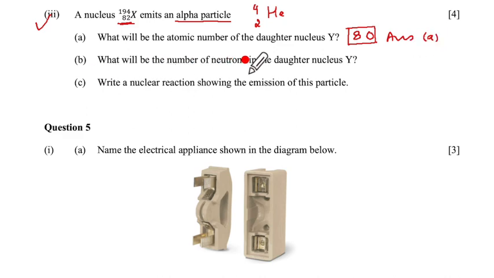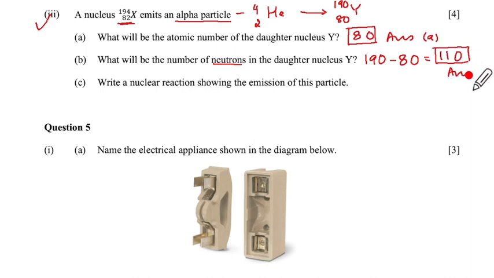B. What will be the number of neutrons in the daughter nucleus Y? Now when the helium particle is removed from here, it is going to become Y, which will be 82 minus 2, that is 80 will be the atomic number, and the mass number will be 194 minus 4, that will be 190. So the number of neutrons will be 190 minus 80, which is 110. So this is our answer B.